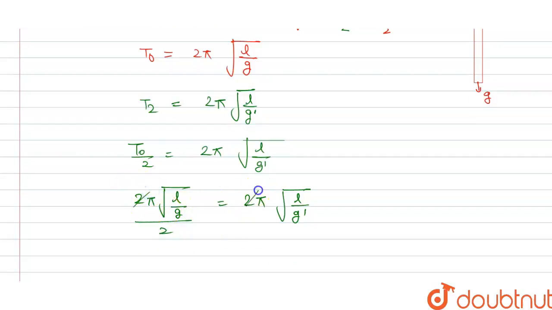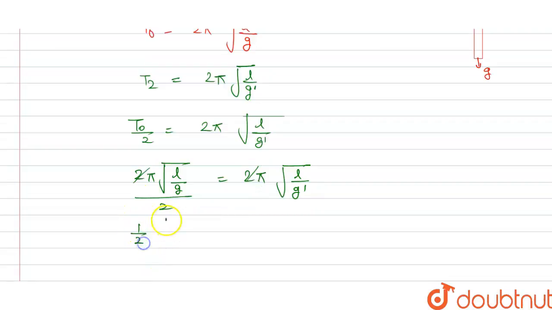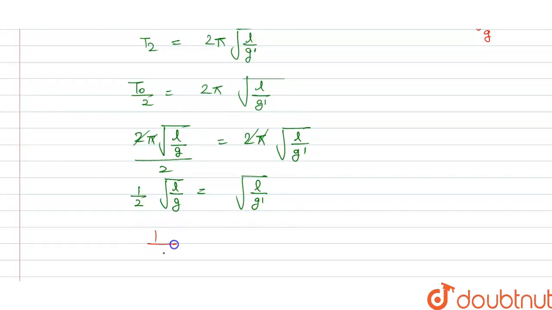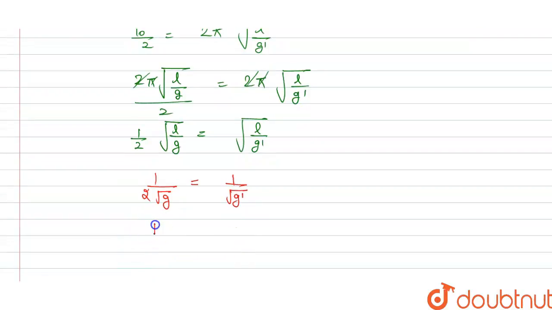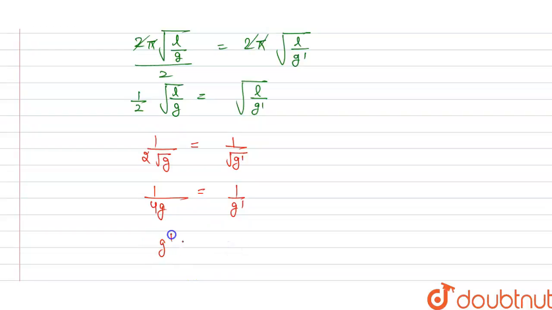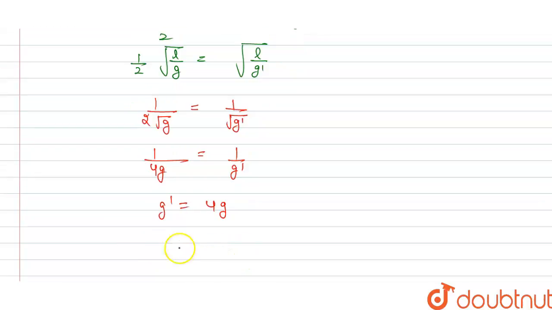So 2 pi and 2 pi will cancel out. So we get 1 by 2 under root L divided by g, equal to under root L divided by g dash. If we cancel out, under root L will cancel out. So we are left with only 1 divided by 2 under root g is equal to 1 divided by under root g dash. So by squaring both sides we get 1 divided by 4g is 1 divided by g dash. So we get g dash is 4 times the acceleration due to gravity.